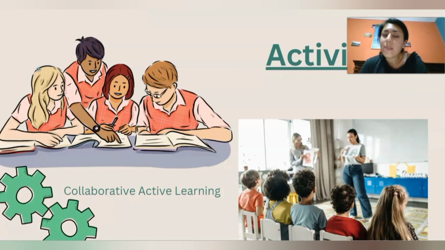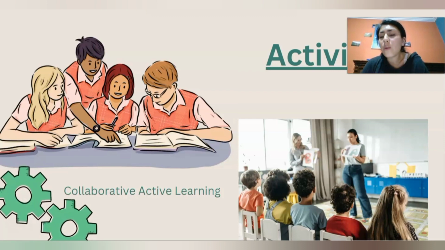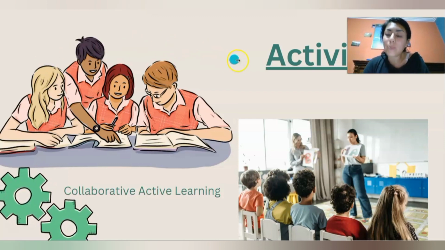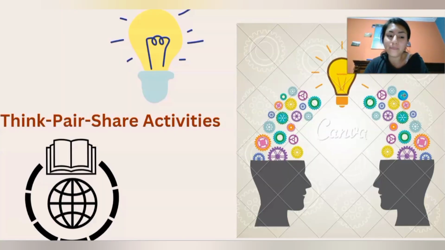Now let's talk about the activities that the teacher can use. Collaborative active learning refers to working in groups where they work together to apply and make use of the information they have acquired individually. This could mean problem solving activities, experiments, and many more. At the same time, students are developing their communicative and teamworking skills.